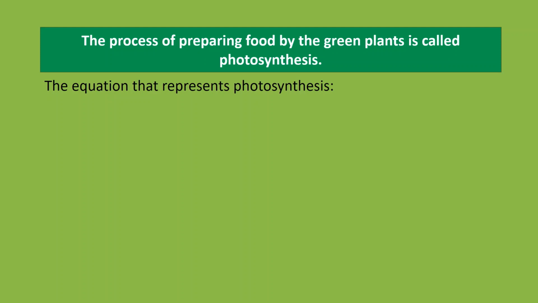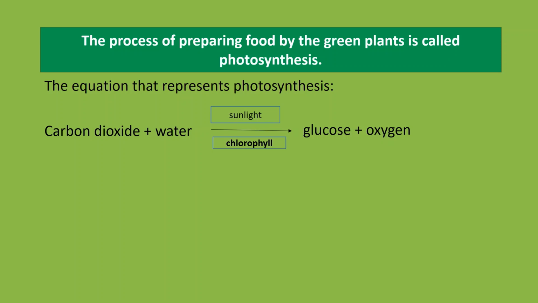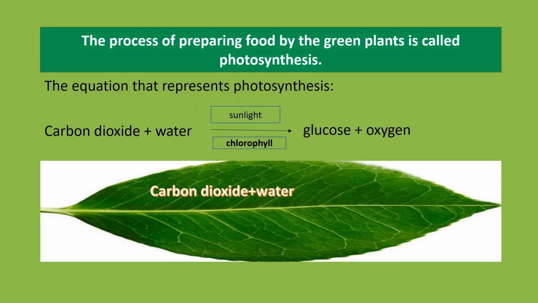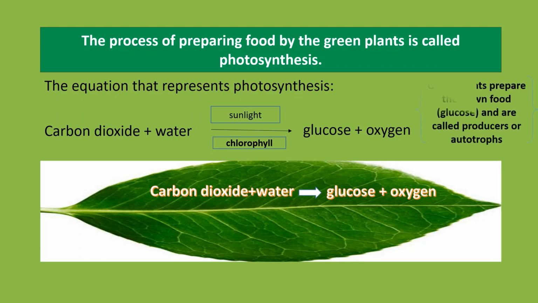The equation that represents photosynthesis: carbon dioxide plus water, in the presence of sunlight and chlorophyll, produces glucose and oxygen. So carbon dioxide plus water forms glucose and oxygen. Green plants prepare their own food, that is glucose, and are called producers or autotrophs. Symbolic representation of photosynthesis.